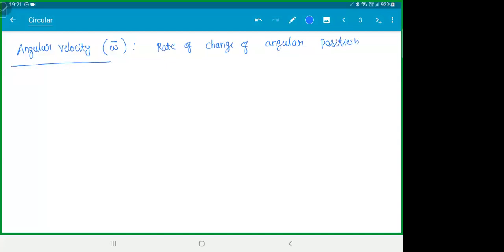Angular velocity. The symbol is omega. Just like position, this is the rate of change of angular displacement, the rate of change of angular position. That's why you call it circular kinematics. It looks exactly like kinematics, only everywhere you keep putting angular, angular, angular. So this omega is given by d theta by dt.